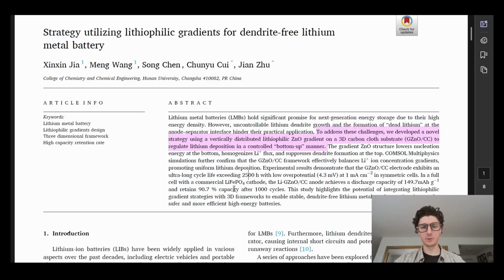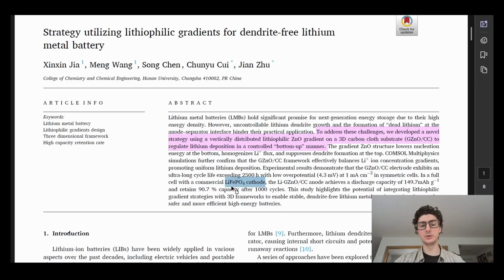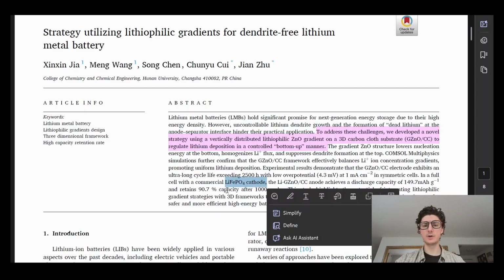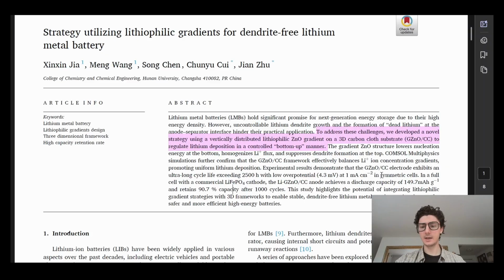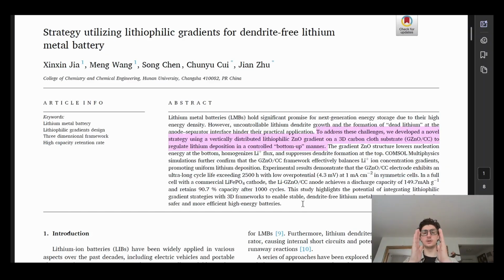In a full cell with a commercial lithium iron phosphate, so you see how this cathode is again used. The previous article also explored this. So most battery articles analyze a symmetric cell, which is basically like, imagine the plus and minus side of the battery. In a symmetric cell, they have one material here and the same exact material here. So the battery is symmetric.